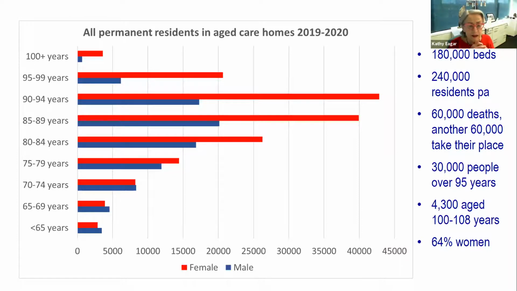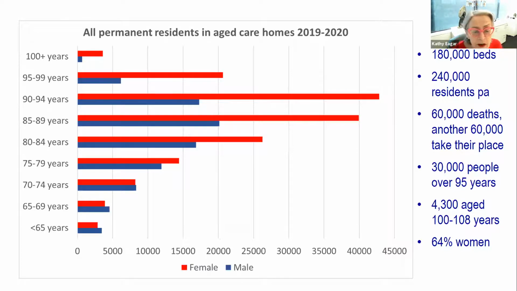And I followed that evidence now for the last 20 years, and there isn't any evidence that you can compress morbidity. What you see in this slide is that there are 180,000 aged care beds in Australia and about 240,000 people a year going through those beds. And that's because each year 60,000 people die and another 60,000 take their place. And indeed, 1 in 3 people who die in Australia each year are living in residential aged care at the time of their death, although they don't necessarily die there.